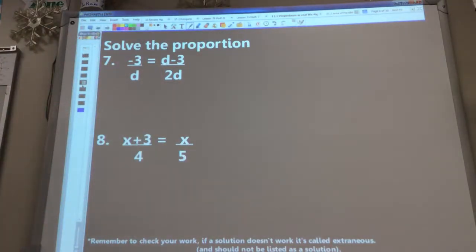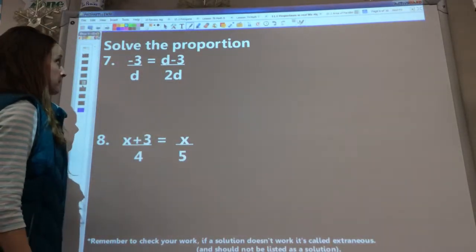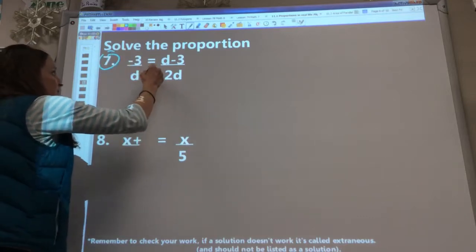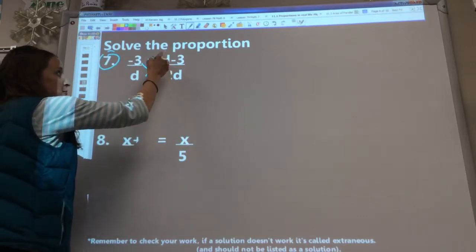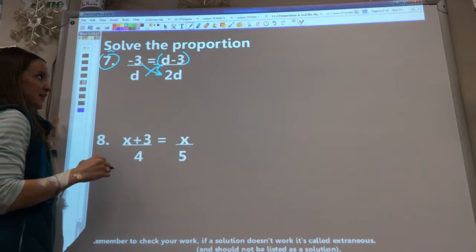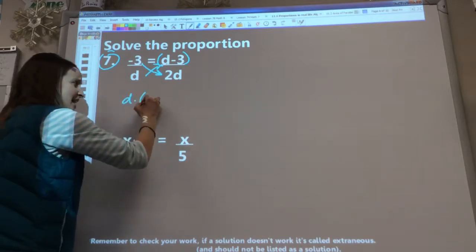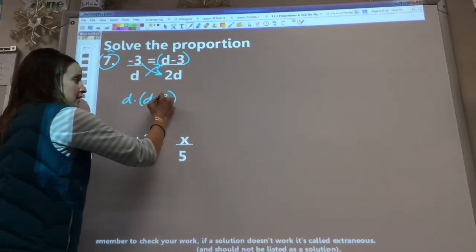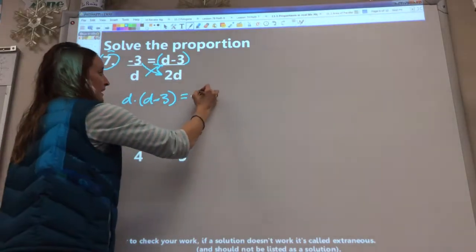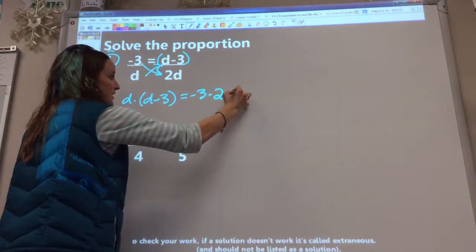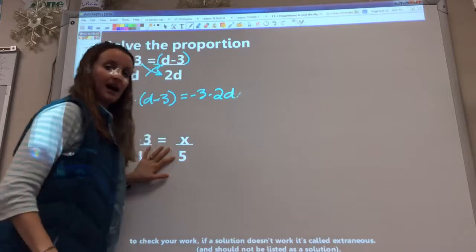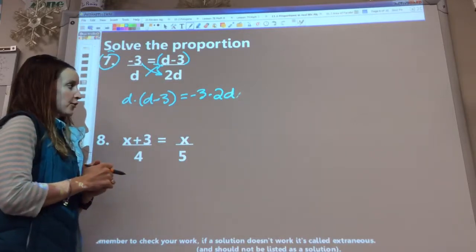Now, if we keep going, this is where it gets interesting. Because, once again, we want to cross multiply. But anytime you have a binomial, we want to put parentheses around that. Because then we're going to have d times that. And then we're going to get negative 3 times 2d. Now, if I'm going too fast, please feel free to pause and tell the teacher, and we can go through it.